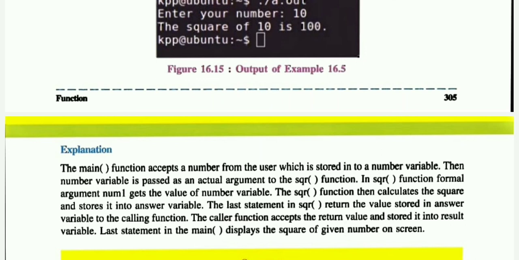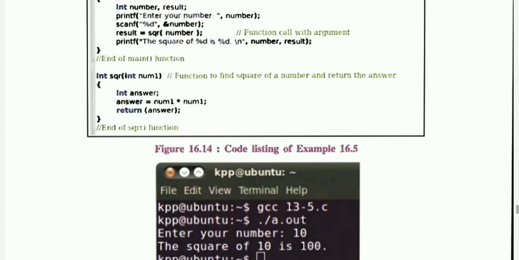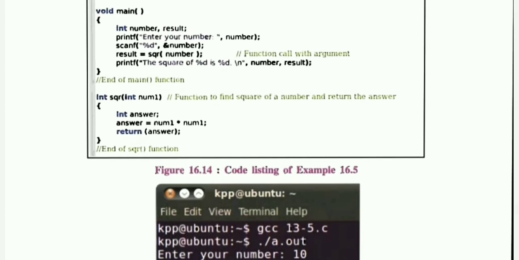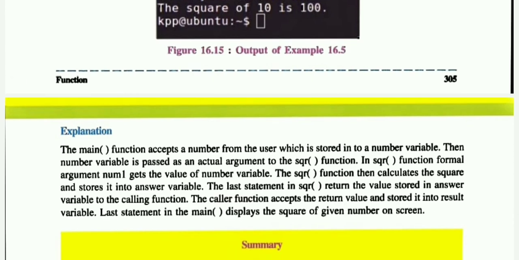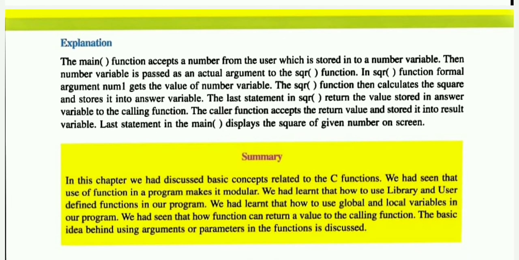Whatever I have explained, the same things are written over here. But one thing you need to remember: the actual argument we got from the user is our number. When we call the square function in our main, this number variable, the actual argument, will be stored in our formal argument, that is num1. So like this it will work. I hope you understood the concept of the program. Now we will discuss the summary of this chapter.